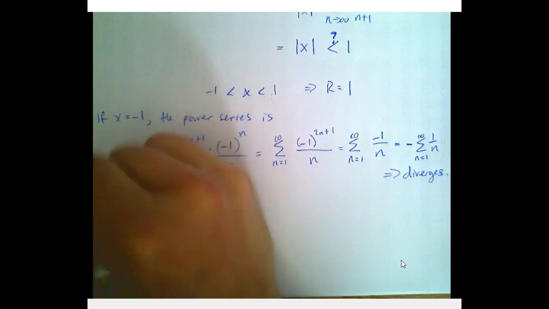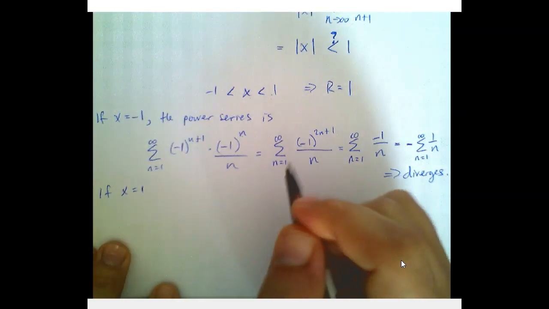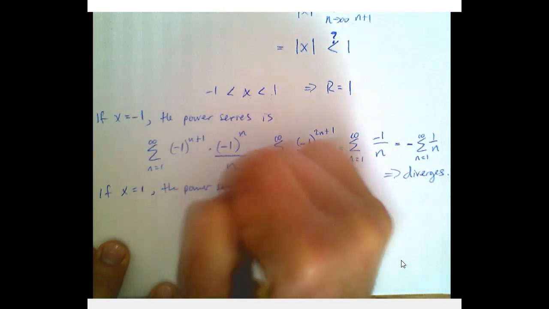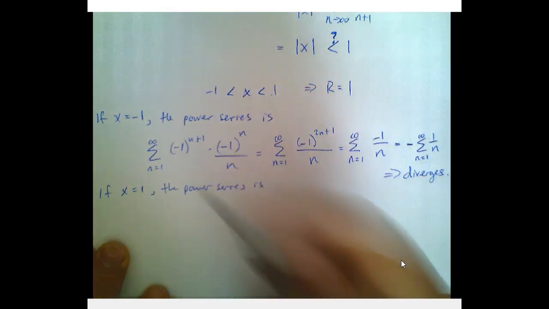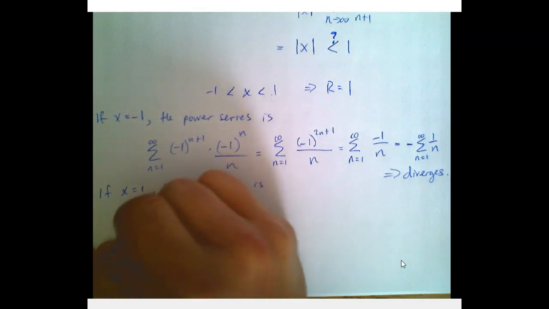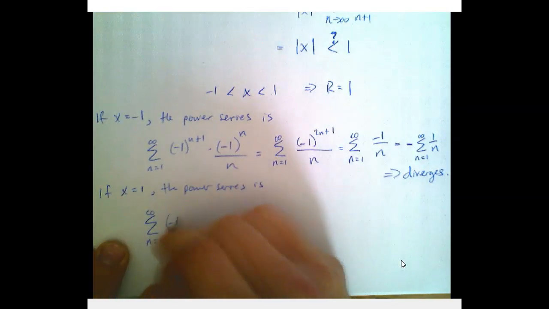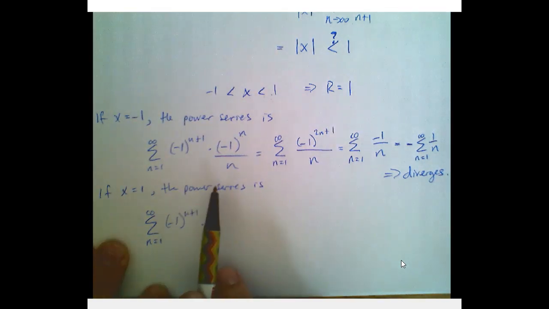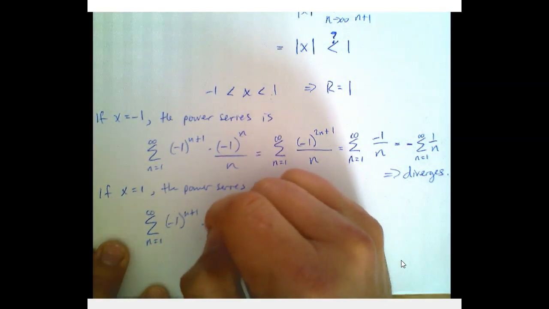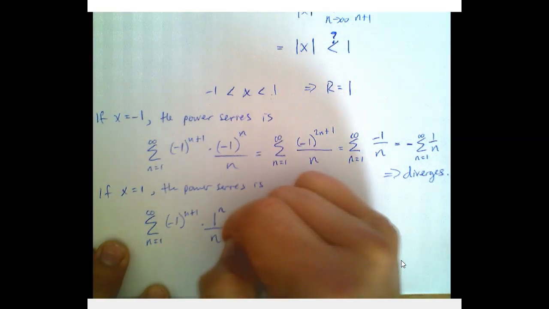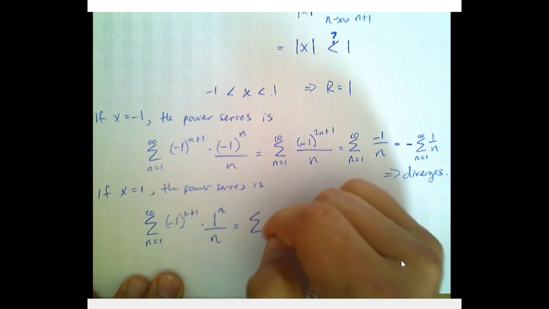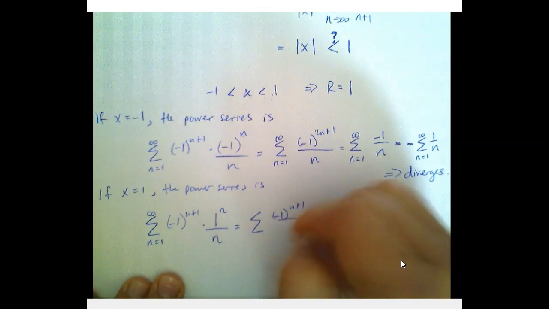Now we need to check at x equals positive 1. If x is positive 1, the power series is sigma n goes from 1 to infinity, negative 1 to the n plus 1, times, now we would have 1 to the n, over n. 1 to the n is always 1, so we get sigma negative 1 to the n plus 1 over n.